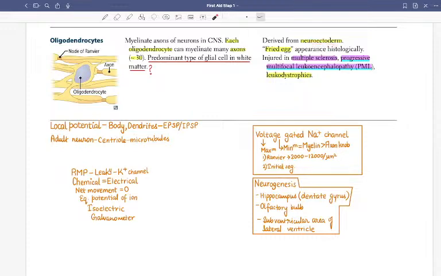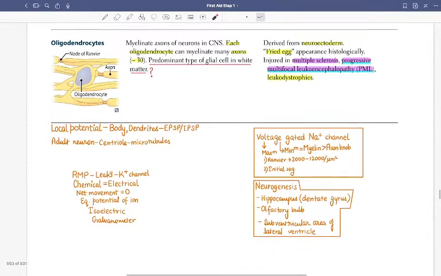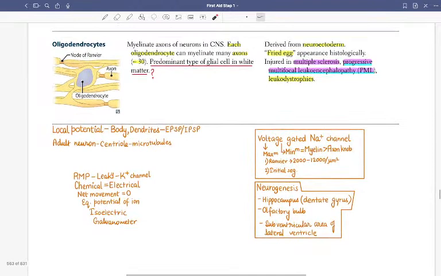Neuroectoderm, we understood. Schwann cells are also neuroectoderm only. MPSC goal, the S stands for Schwann, the O stands for oligodendrocytes. Fried egg appearance, very important. Oligodendroglioma and all that, you get it in fried egg appearance. It comes from here only. S100 was Schwann cells. And multiple sclerosis, progressive multifocal leukoencephalopathy.